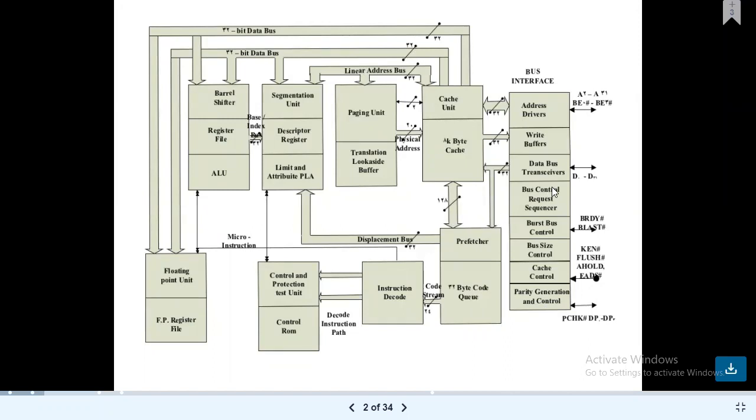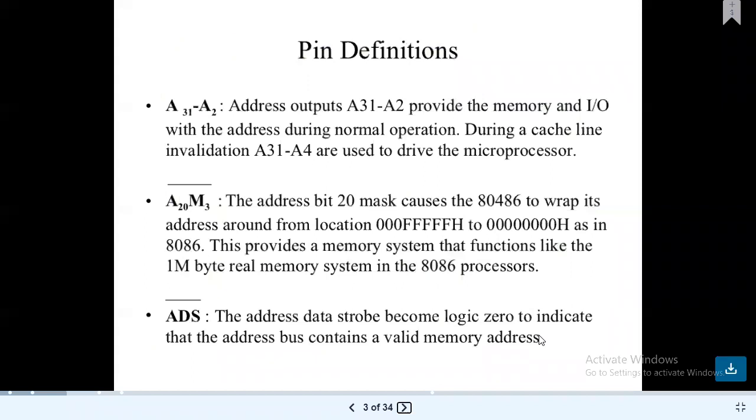And along with that, whatever pins are coming here, different kinds of pins with different functions are used in the 80486. That one you have to carry on. So all the pins I have to explain here with the pin definitions. Okay. So in this pin definition, for the address lines, because here 32 address lines are used, 32 bits.